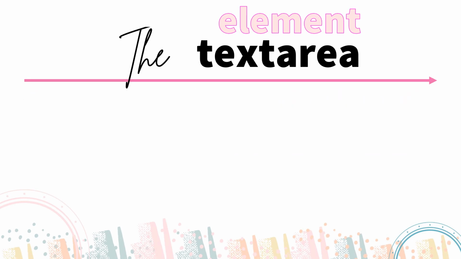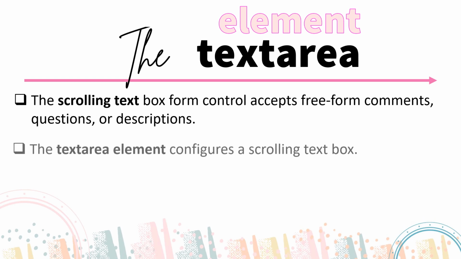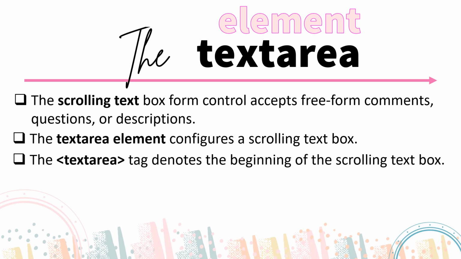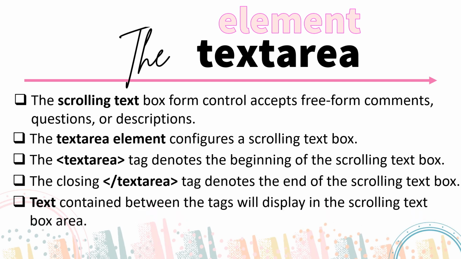So what is a text area? The scrolling text box form control accepts free-form comments, questions, or descriptions. The text area element configures a scrolling text box. The text area tag denotes the beginning of the scrolling text box, while the closing text area tag denotes the end of the scrolling text box. Text contained between the tags will display in the scrolling box area.